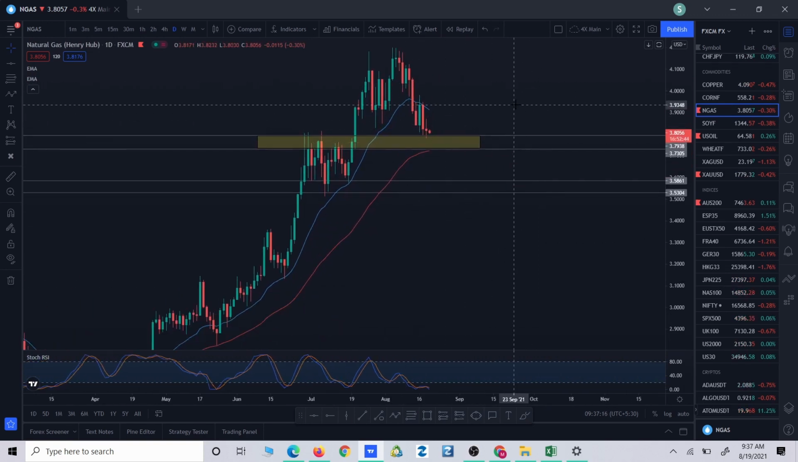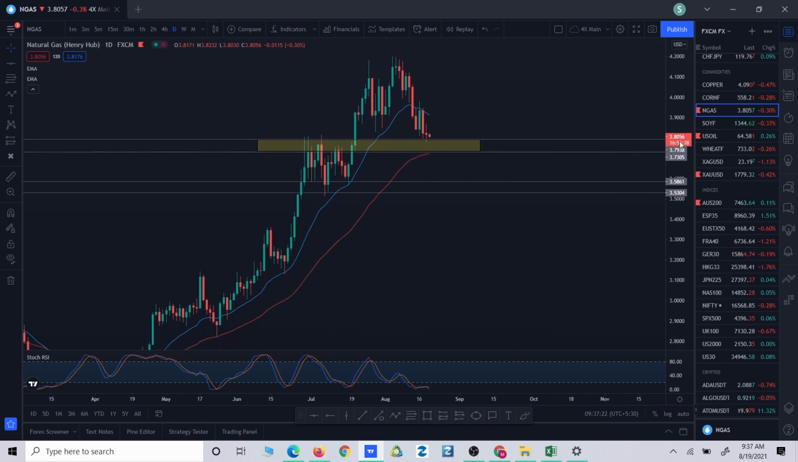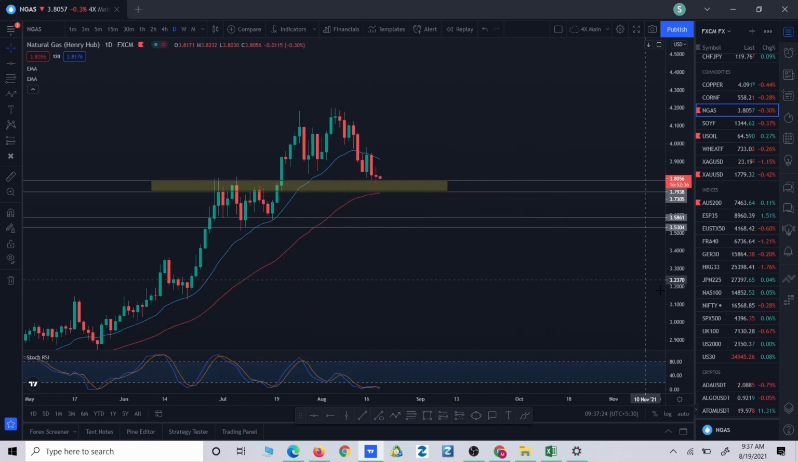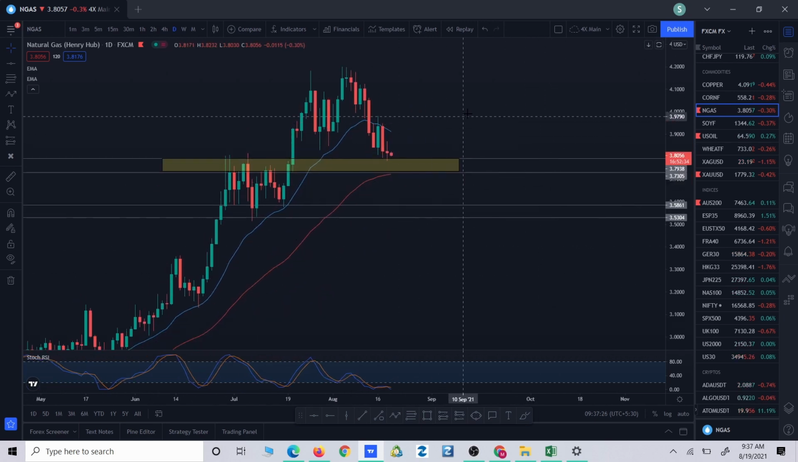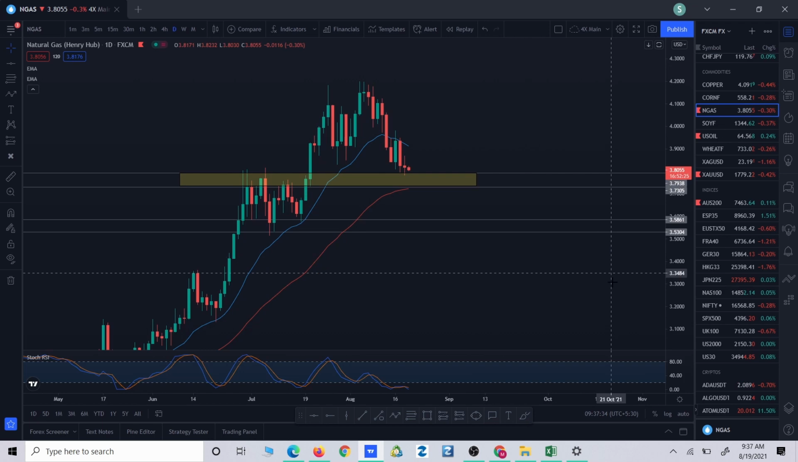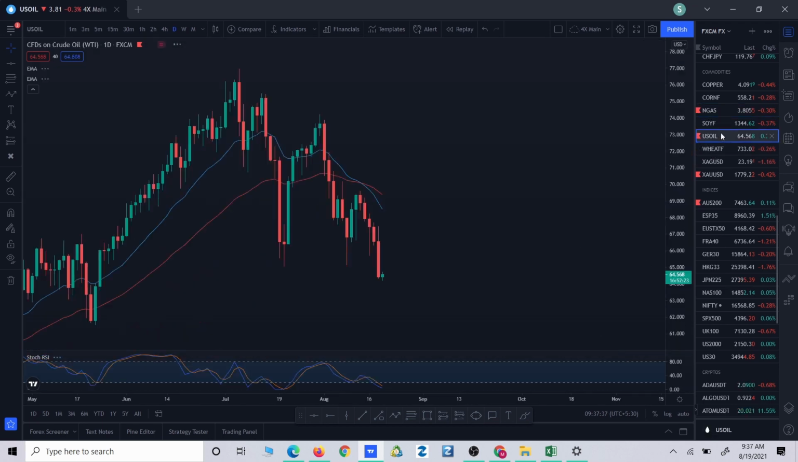Also, we can see the 20 EMA is already above the 50. That's another confluence to look for long opportunities. So considering all these things and factors, we do consider these two zones as high probable zones to look for long opportunities in the natural gas market. So next we are going to talk about US oil.